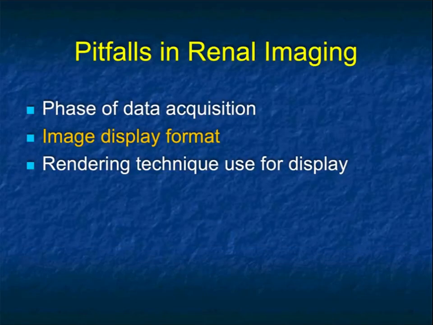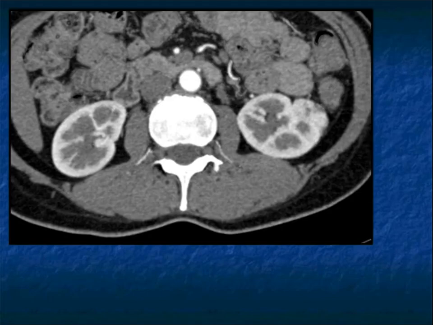Now, I talk about display format. You need to routinely look at the images in coronal and sagittal plane, especially coronal. Here's a good example. This was read as negative, and I could see why: the enhancement is symmetric. This wasn't a case where they were suspicious for neoplasm.